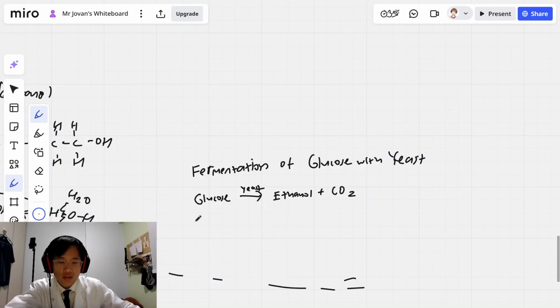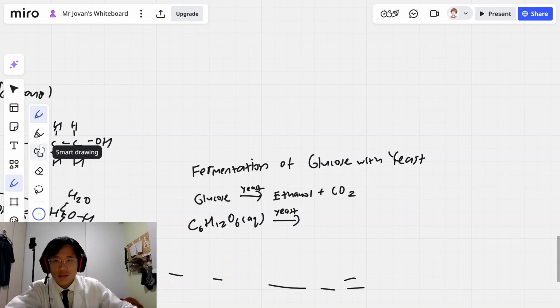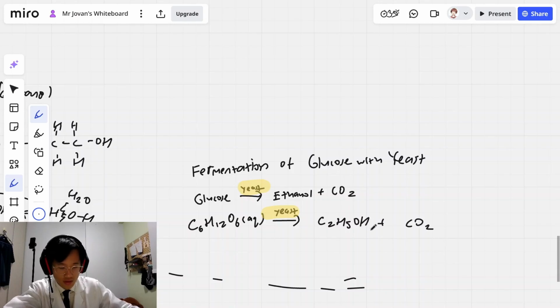Now let's actually write it out. This is something that you have to memorize. Write down yeast. I'll just highlight the condition that we need. In this case, the condition that we need is yeast. Don't forget your yeast. What's ethanol? C2H5OH, CO2. What's this unit? Aqueous.